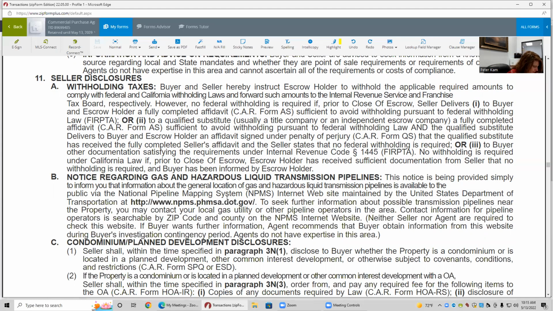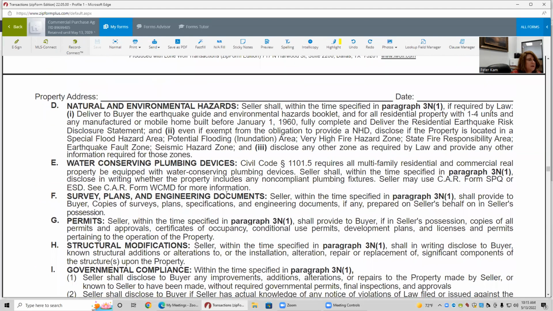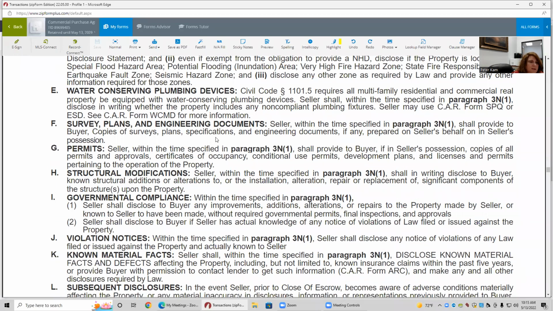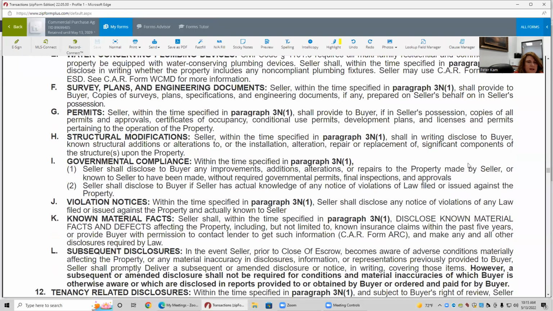Okay. So now we're going to come down to page 8, because there is a lot of disclosures here, a lot of talk that we need to look at. So surveys and plans, and engineering documents. If the seller has some survey and plans and engineering documents, they need to provide the buyer a copy. If they have any permits, they need to also provide the buyer a copy. What permits can those be? It could be business permits. Some cities require that you have a business license to operate, for instance, LA for units. So make sure, listing agents, look at this list on page 8 and make sure you're asking the seller if they've done any structural modifications on that building or those units.